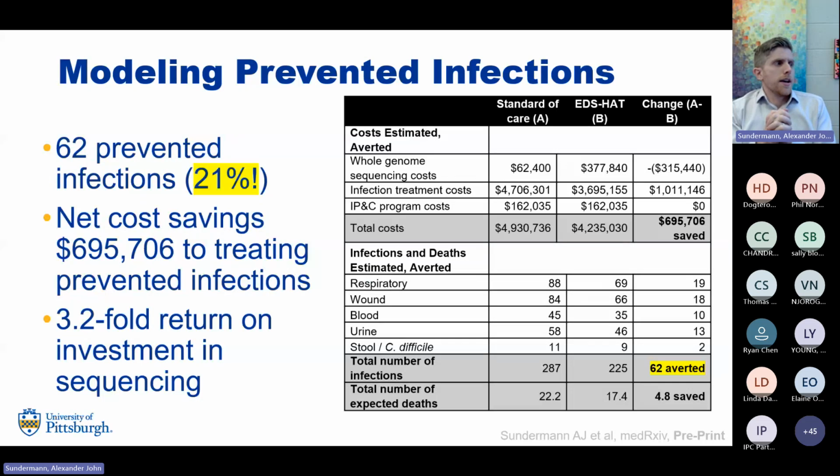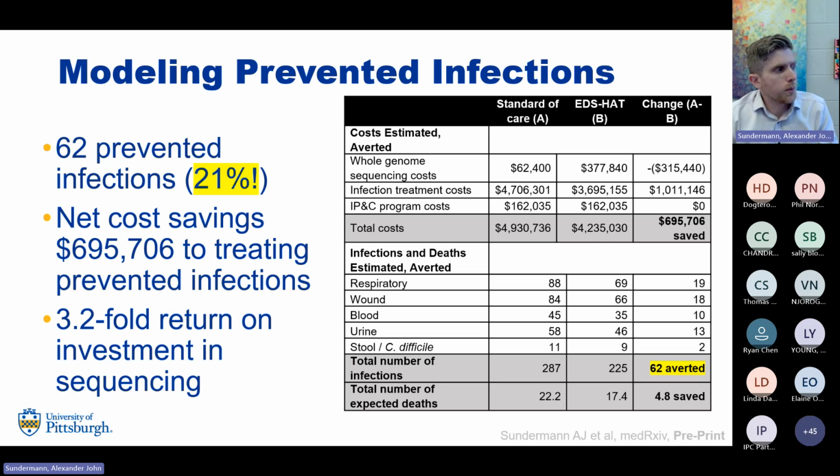What we found is that in real-time genomic surveillance, we modeled that we prevented 62 infections, which represent 21% of the transmission events, which was what we modeled in our retrospective data that we could have prevented if we intervened in real time. So our retrospective modeling data was aligning with what we modeled in real-time genomic surveillance.